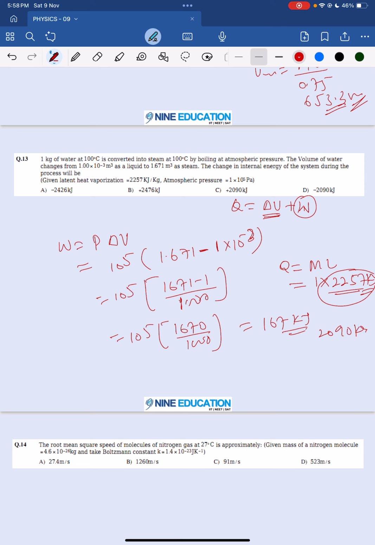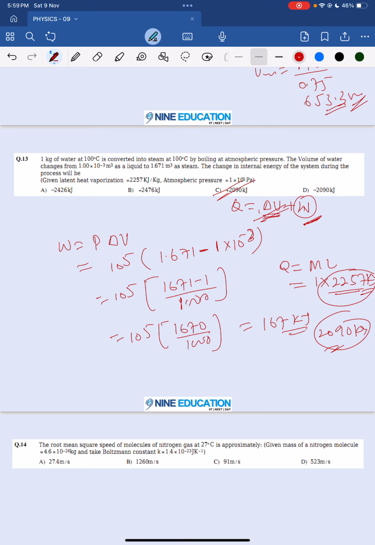Okay, sir. Sir, एक बात बताओ, I am able to get 2090, but there are two options. One is plus, sir, one is minus. Sir, the change in internal energy is positive or negative, bache? It is positive. Why? Because we are changing 100 degrees Celsius to 100 degrees Celsius only, but there is a positive work done because we are able to see this work done is there, and if we are going to do Q minus W, we are going to get delta U positive.